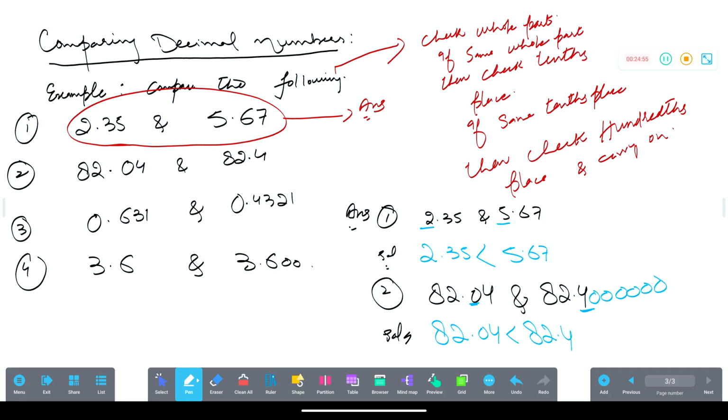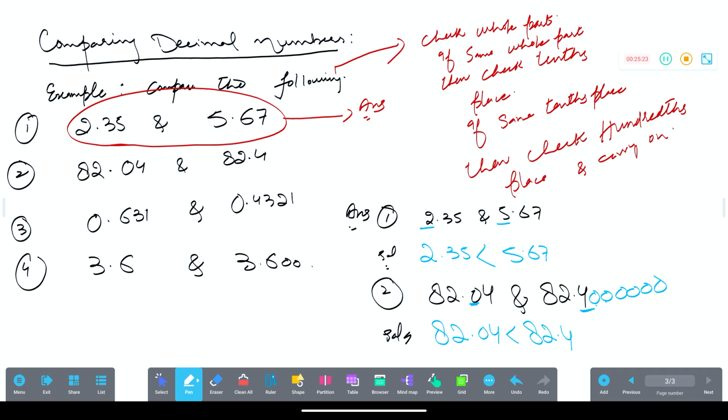You have to read it 0.4. Because after the decimal point, if you put zeros on the right side of the number, it will not make any difference. It will still read as 82.4. Because why? It is 4 into 1 by 10, the hundredths place is 0, the thousandths place is 0, the 10,000ths place is 0. So they all are equal to 0, and they will not make any change in the value. The 2 examples are done, I will come to the third example.